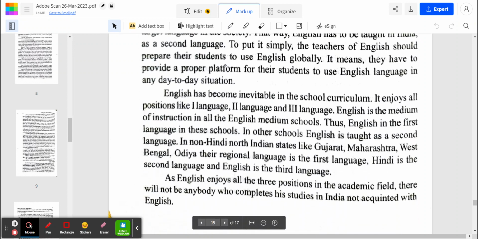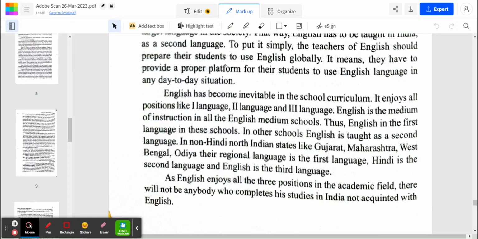English has become inevitable in the school curriculum. It enjoys all the positions: first, second, and third language. English is the medium of instruction in all the English medium schools. Thus, English is the first language in those schools. In the other schools, English is taught as the second language in non-Hindi northern states.